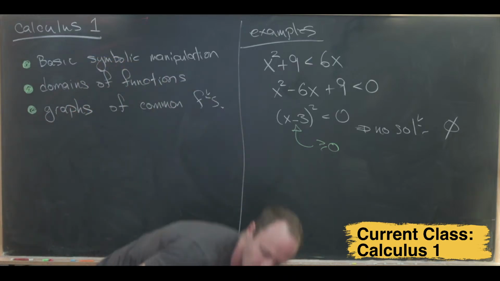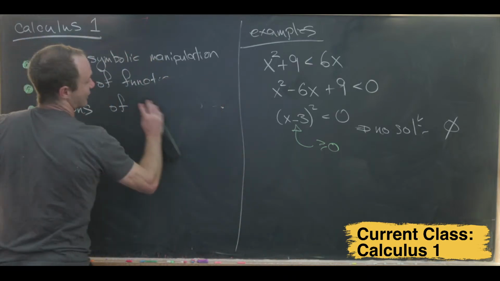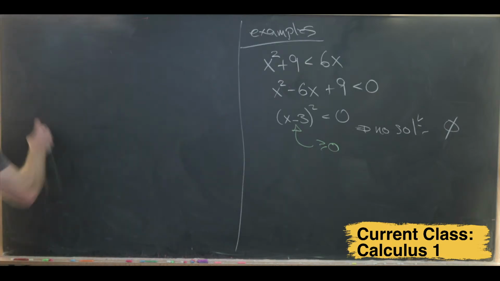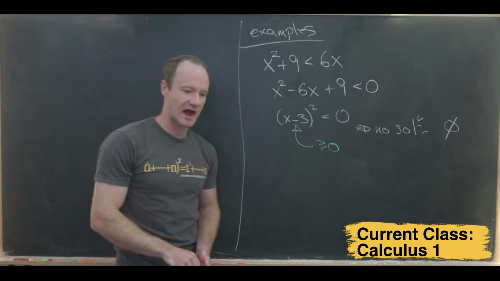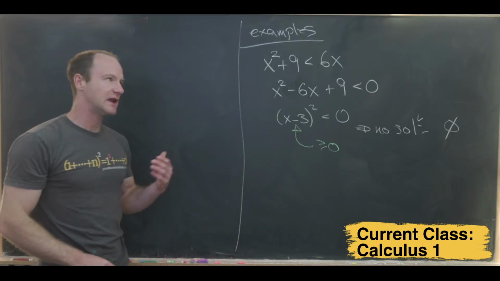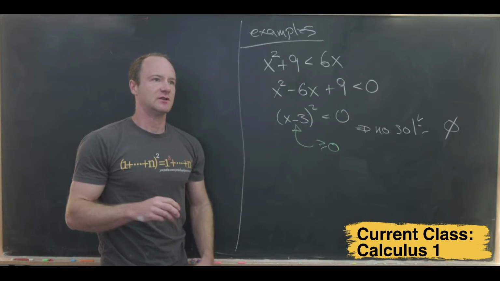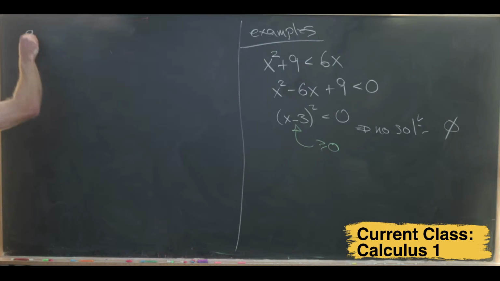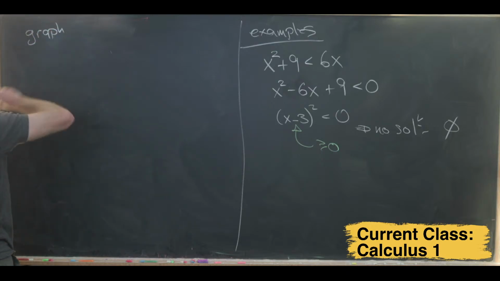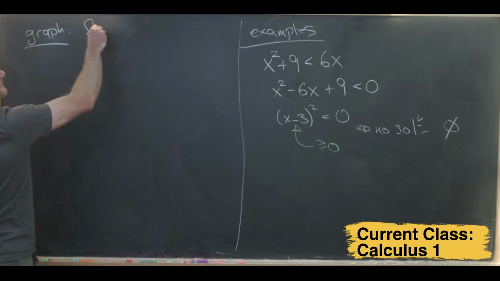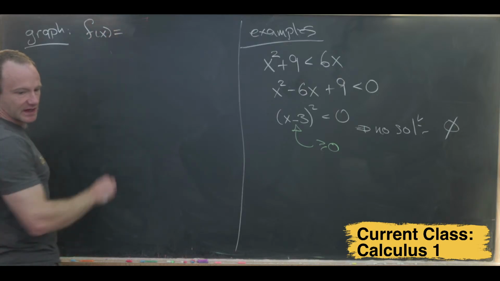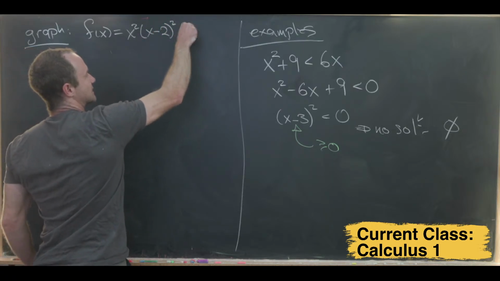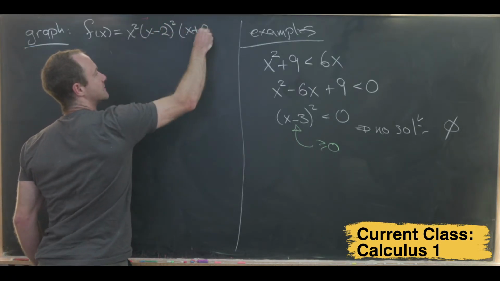Okay, so now that we have our very first basic example looked at, let's look at the graph of a function. You do lots of graphs of functions in Calculus 1, but in a pre-calculus class you often look at some simple ways of graphing functions. So let's see a function that you might graph from a pre-calculus class. Let's say you have the function f of x equals x squared times (x minus 2) squared times (x plus 2).